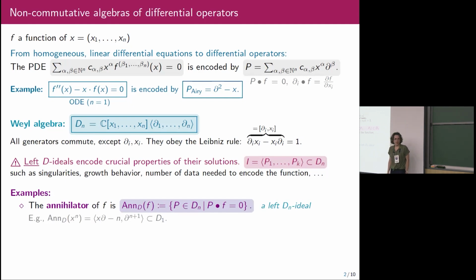The annihilator of f is the subset of the Weyl algebra consisting of all differential operators that annihilate the function. And this is a left ideal in the Weyl algebra. Just a very simple example, the annihilator of x to the n. Well, x times the derivative of it is n times the function, so x d minus n is in the annihilator. But also the (n+1)st derivative vanishes. And this is indeed the full annihilating ideal in the Weyl algebra.